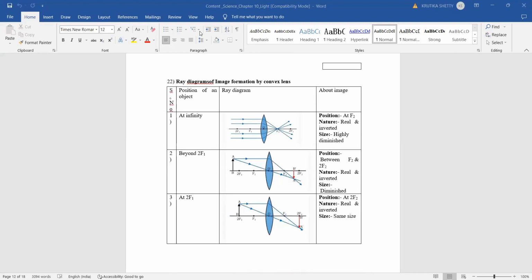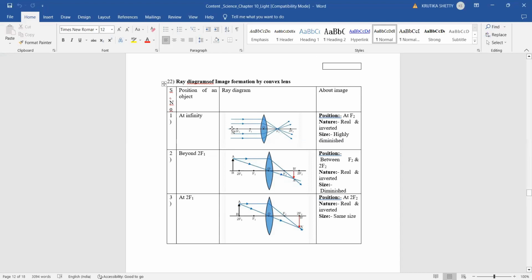Here you can see the ray diagram, image formation by a convex lens. In the case of a concave mirror, we have 6 cases. Here in the case of a convex lens, we also have 6 cases. Here you can see the position of the object. The first case is when the object is at infinity. Look at the ray diagram to see where the image is getting formed. The image is formed at the focus. Here you can see F1 and F2 points also.